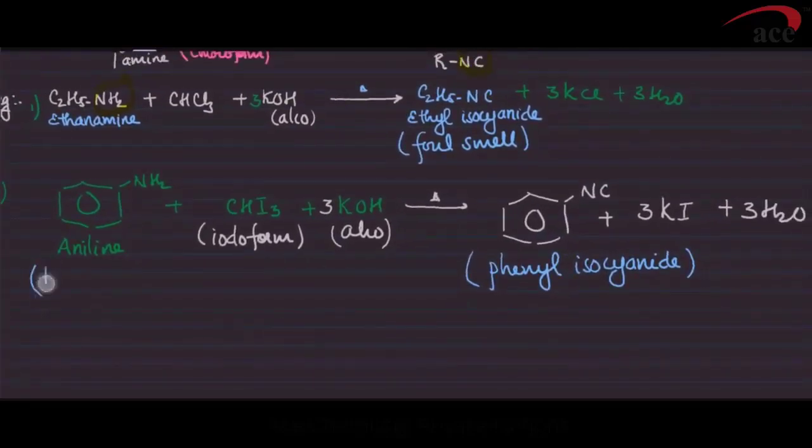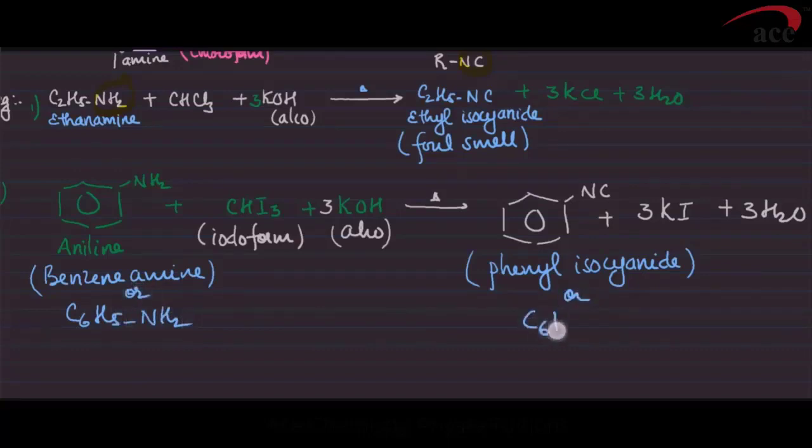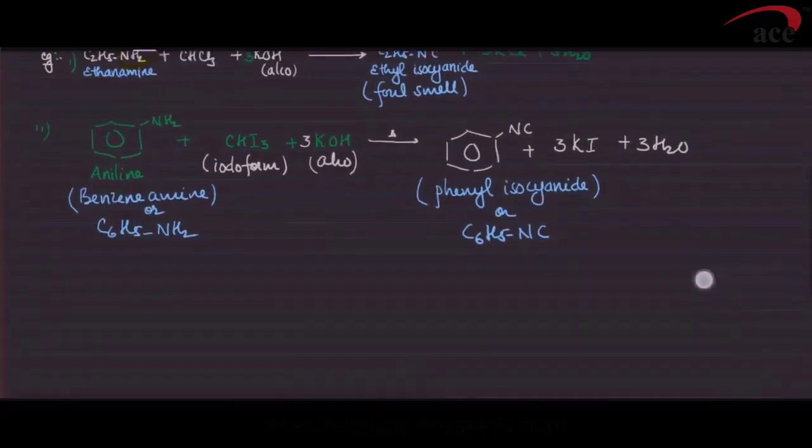Aniline can also be written as benzenamine. Sometimes they might ask you the molecular formula also, C6H5NH2. Finally it will give you C6H5NC, phenyl isocyanide.